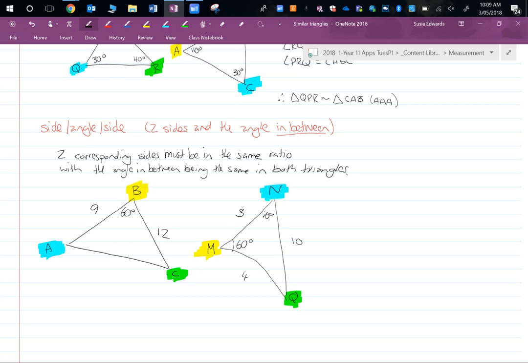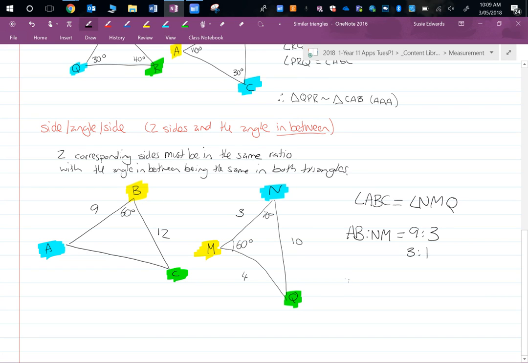So if we look at this, we're going to say angle B, so angle ABC is equal to angle N, thank you very much, is equal to angle NMQ. Then we're going to look at side length AB in ratio to, so blue, yellow, so NM, equals 9 to 3, which is the same as saying 3 to 1.